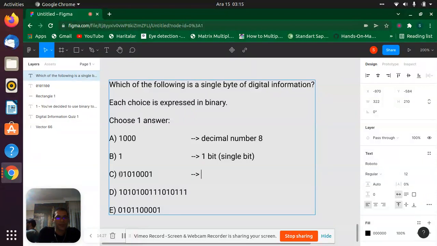This one has 1, 2, 3, 4, 5, 6, 7, 8. Look at that, we have 8 bits. So this is the true answer. The correct answer is that, because we have 8 bits here. 8 bits can be 1 byte, a single byte. This is the true one, and we can call it a byte. A byte is 8 bits.